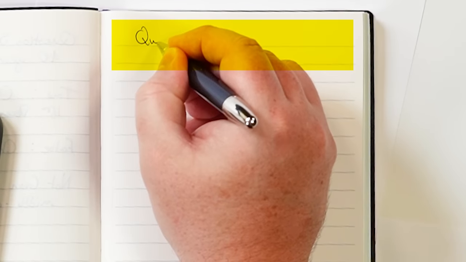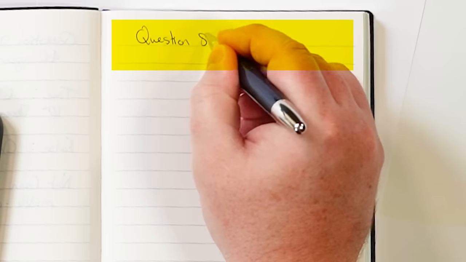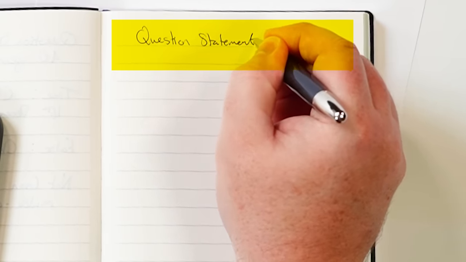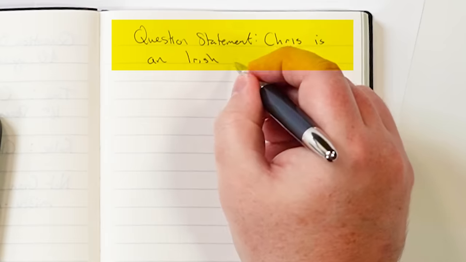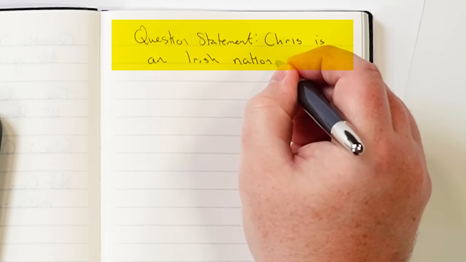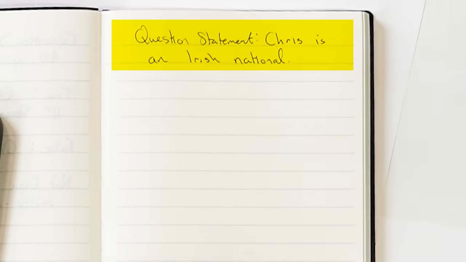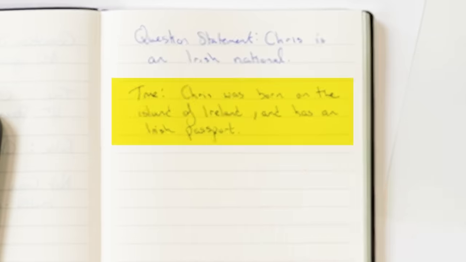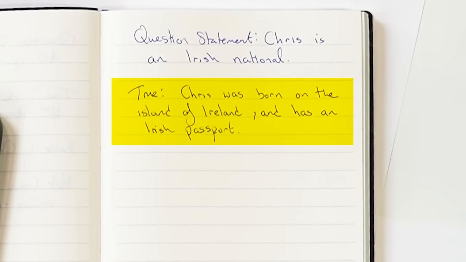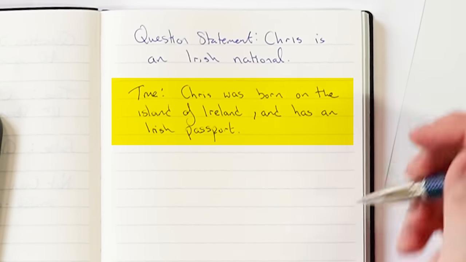So I'm gonna do another one here because this often causes a lot of confusion. So again, write one thing at the top, question statement, that is true about you. Chris is an Irish national. I have Irish nationality. So I'm gonna write a true statement here that matches with this statement. Chris was born on the island of Ireland and has an Irish passport. These two things match.